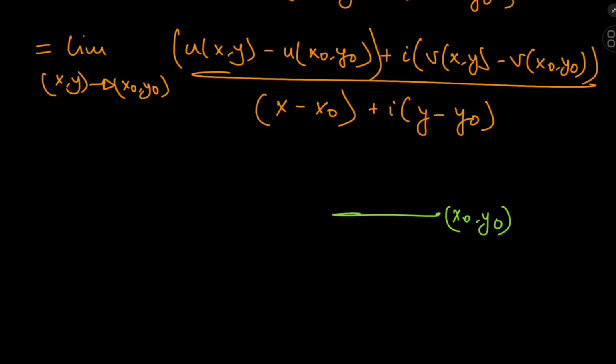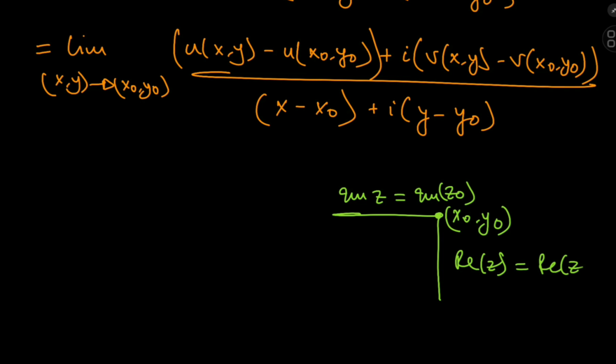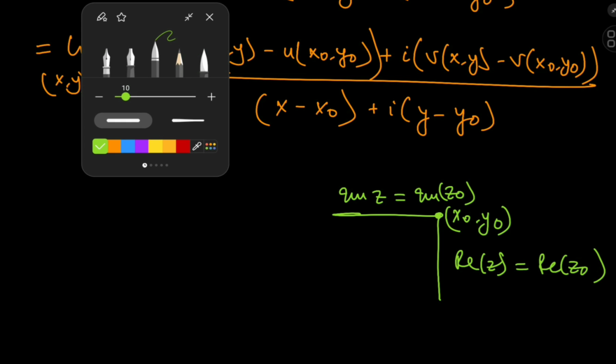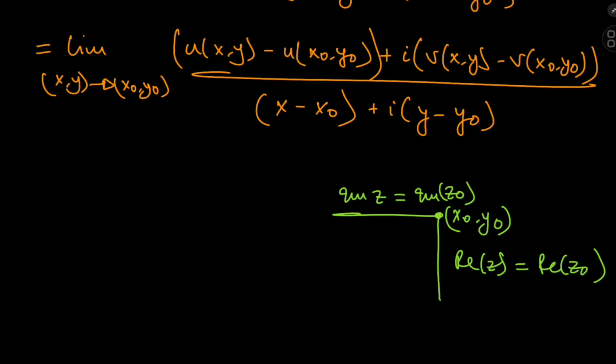One is a horizontal line in the complex plane. Horizontal line means that the imaginary part of z is always going to be equal to the imaginary part of z naught. And another path along which we're going to evaluate the limit later is a vertical line. That is now the real parts of z and z naught are equal. So let's evaluate the limit first along this horizontal path.